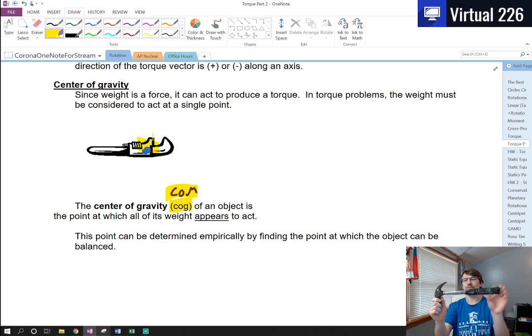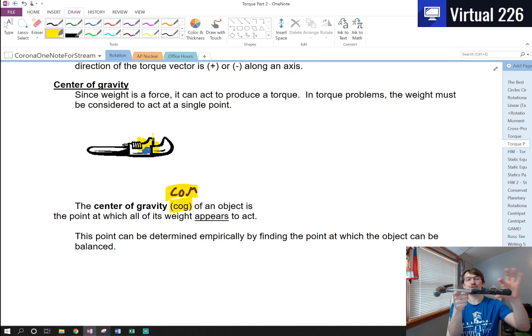And for our hammer, or any object really, a quick way to find it is just to take your two fingers, hold them at the edge, and then bring them in towards each other. Wherever they start to meet, you'll find that that point, right about here for our hammer, is the center of mass. And at this point exactly, my hammer is in an equilibrium position.